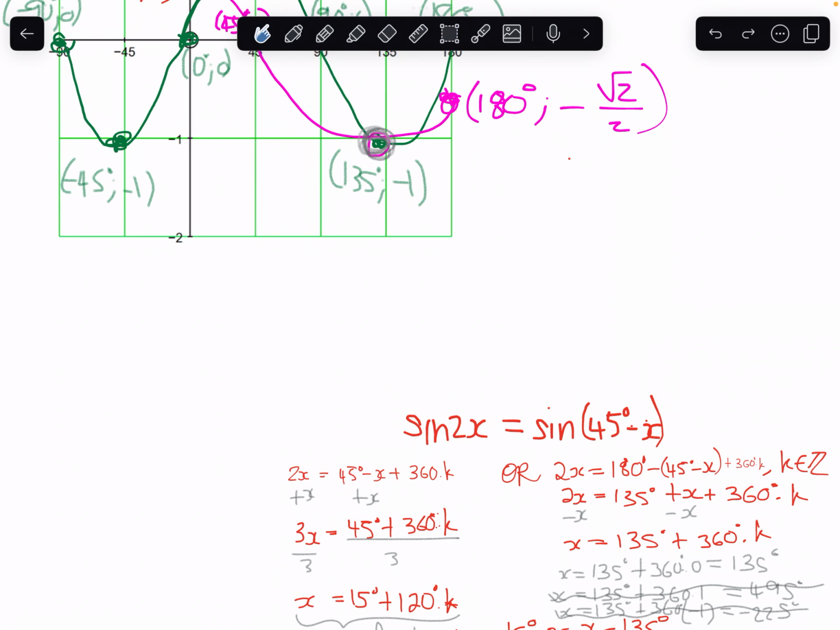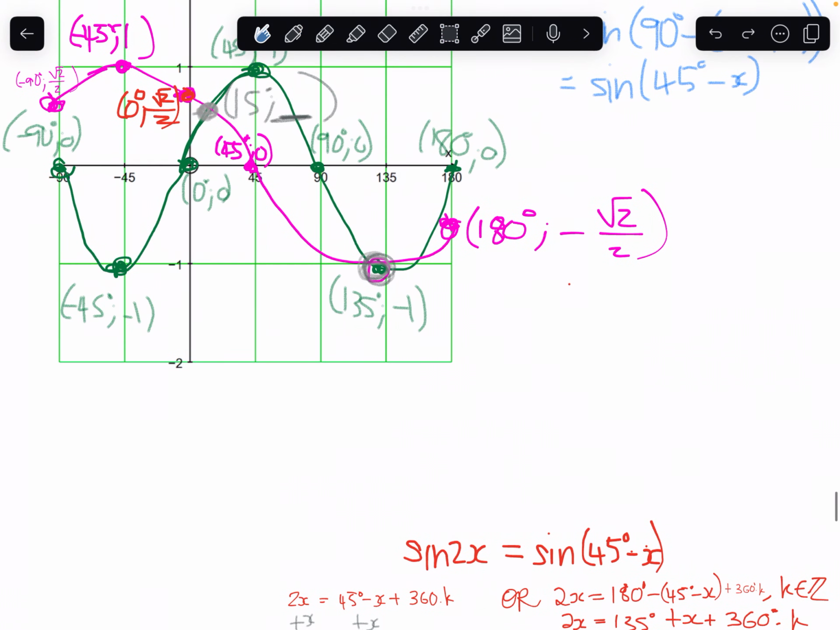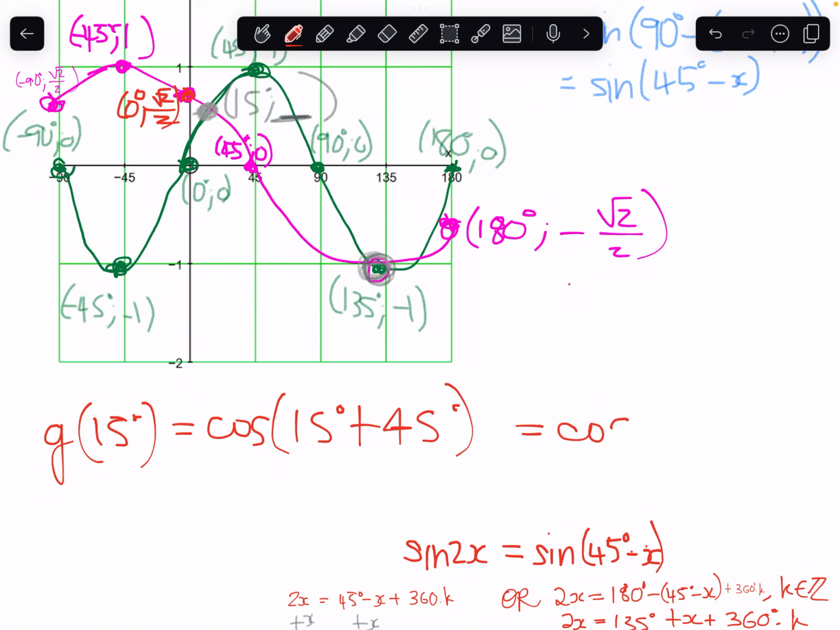Okay, right, so we're trying to find the y coordinate when x is 15. So we're trying to find g of 15, which is cos of 15 plus 45, which is cos of 60, which is a half. Okay, and if you're wondering how I know that, I have a video about remembering your special angles.